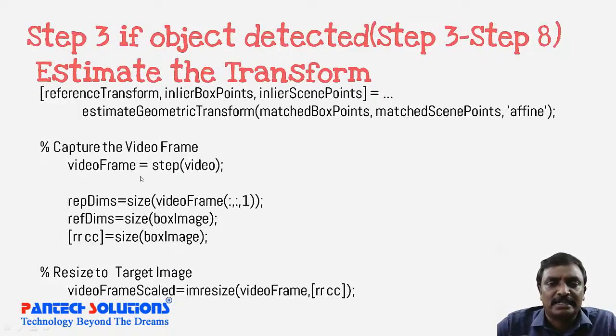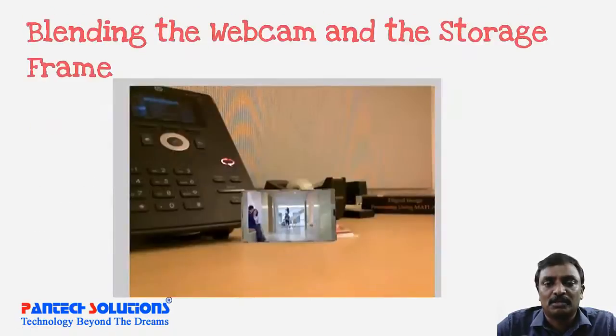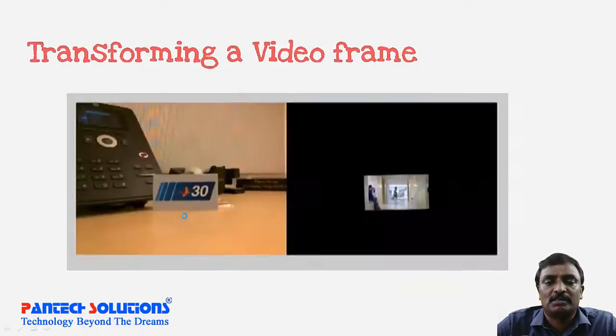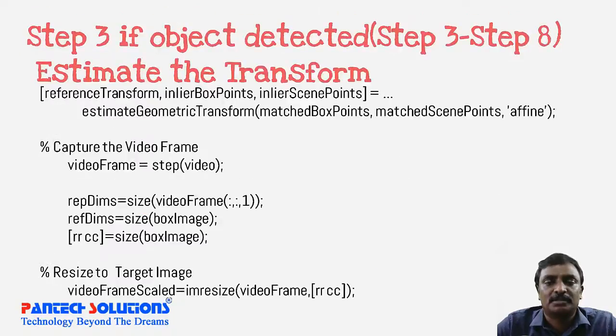This line, take the video, find the size of the video and the size of the image, the box image. That's the target image. That's my ID card. Okay, I'm explaining this part now. Take the video. This is my ID card. Find out the size of my ID card. Find out the size of the video frame. Convert this video frame to the size of my ID card. Okay, that is the point here.